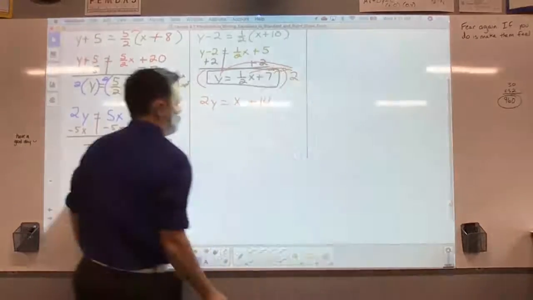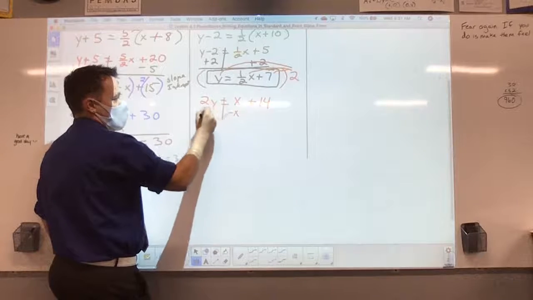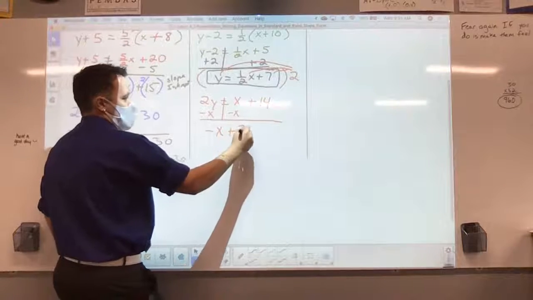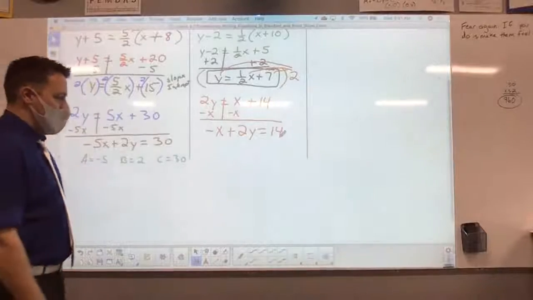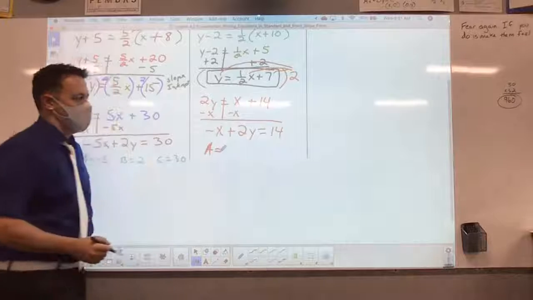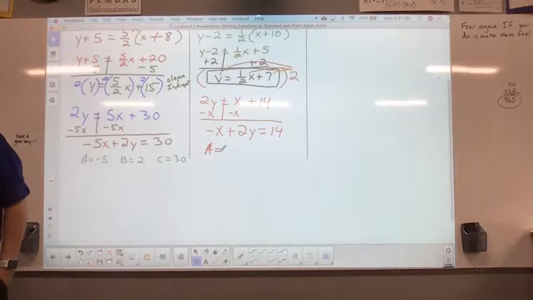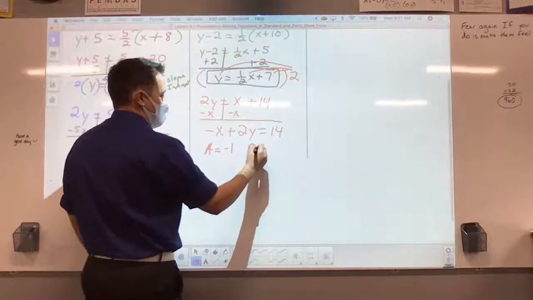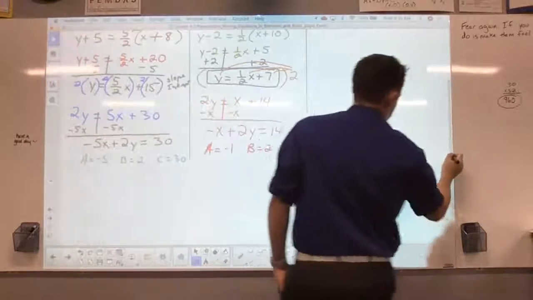Okay, ladies and gentlemen, now make it standard form: subtract x, and that's it. So it would be negative x plus 2y equals 14, and you're done. Now, here's my only thing with you guys. What is my a value? -1. Please make sure you know that. B is 2, C is 14, okay?